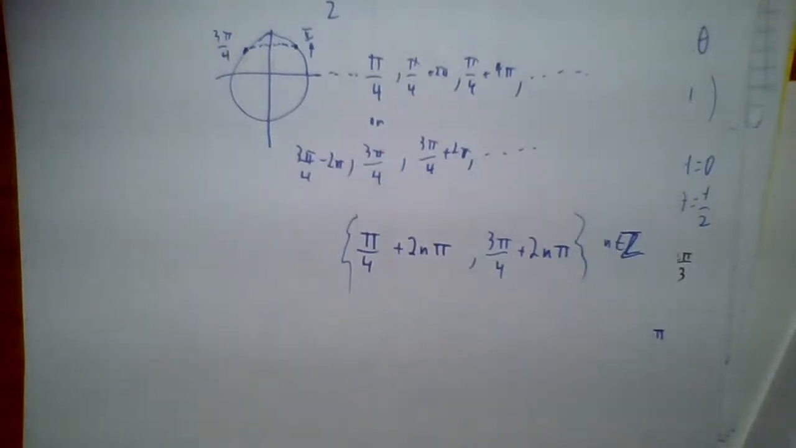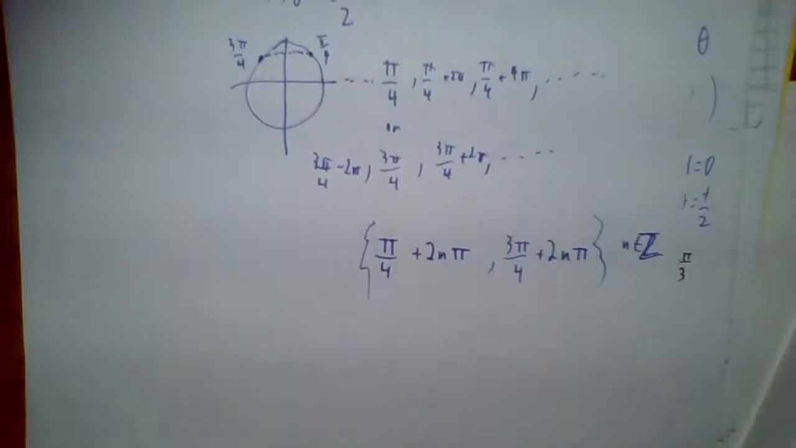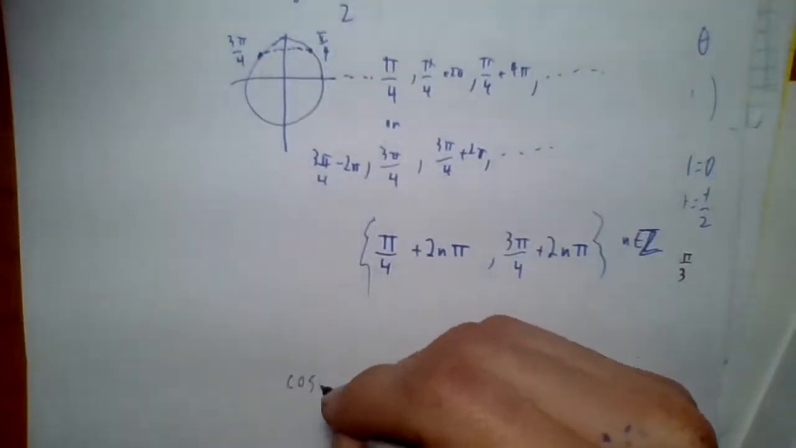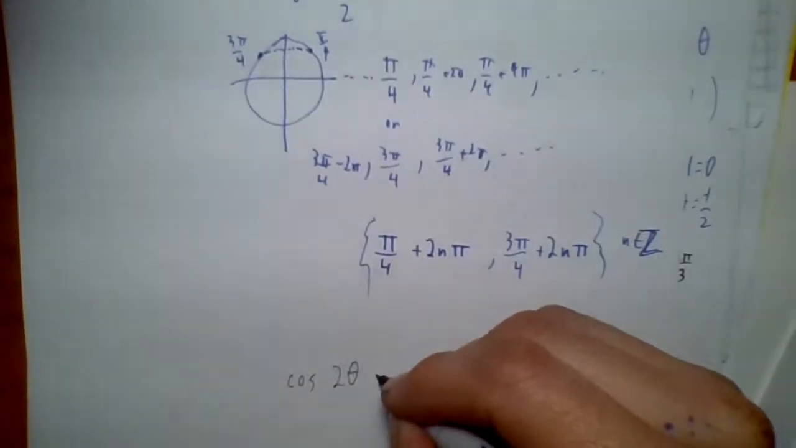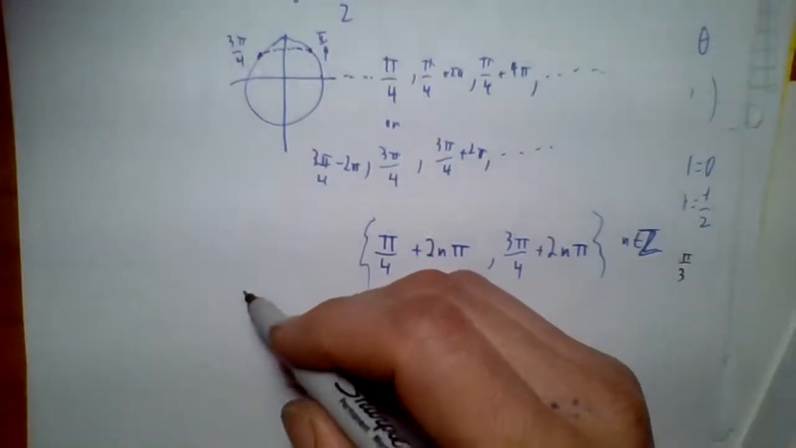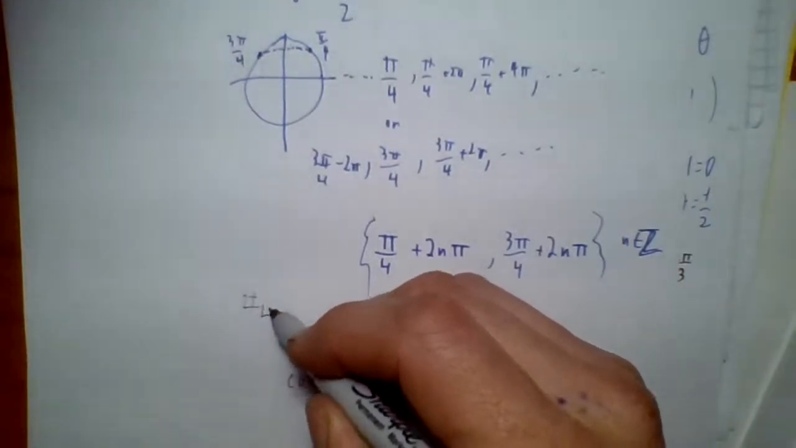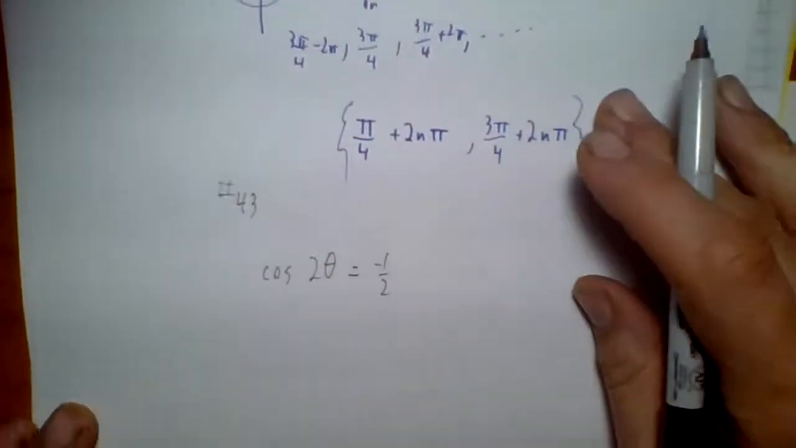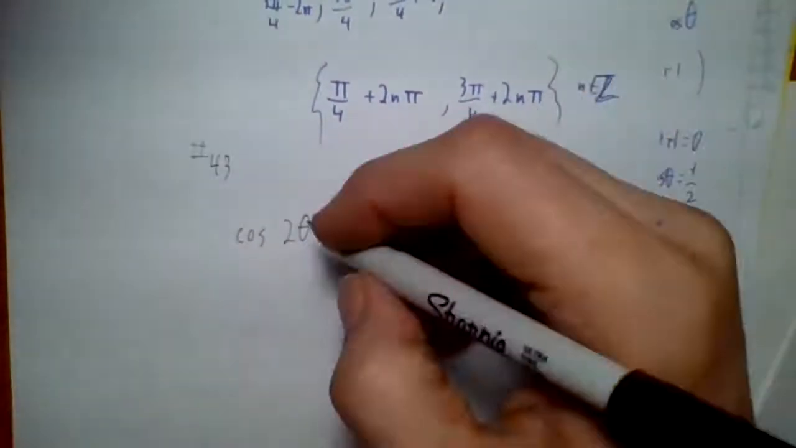Throw one more in with a different period right here, just to show what happens with that. That's number 43. And the book is cosine 2 theta equals -1/2. Here's where we use our graph.